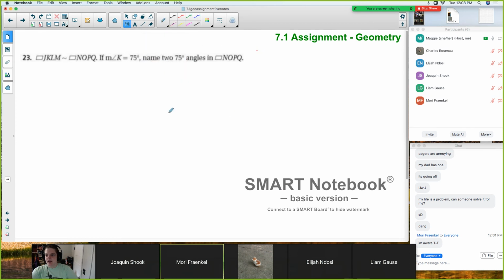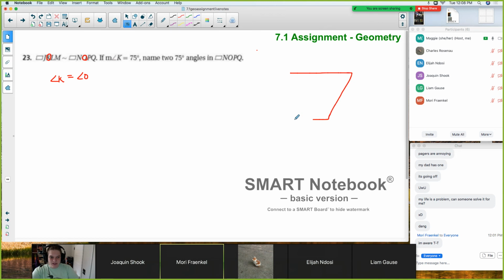There it is. So they're telling us that some sort of parallelogram, JKLM, is similar to another parallelogram, NOPQ. And so if the measure of angle K is 75, we need to name 2 75-degree angles in NOPQ. So interestingly enough, I don't even need to draw a picture because K is the second letter here and O is the second letter here. So angle O is going to have to equal angle K. Because otherwise, why would you write it in that order? That's the whole point of writing in that order.